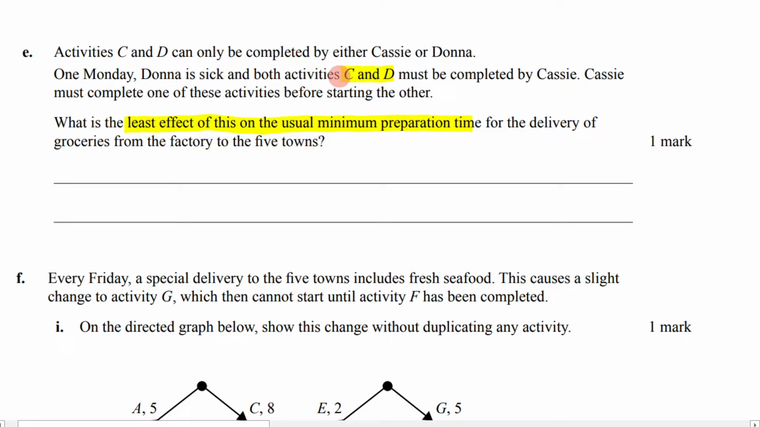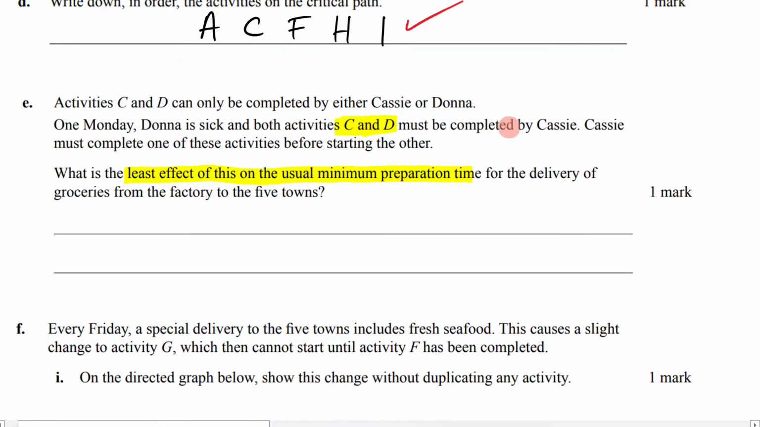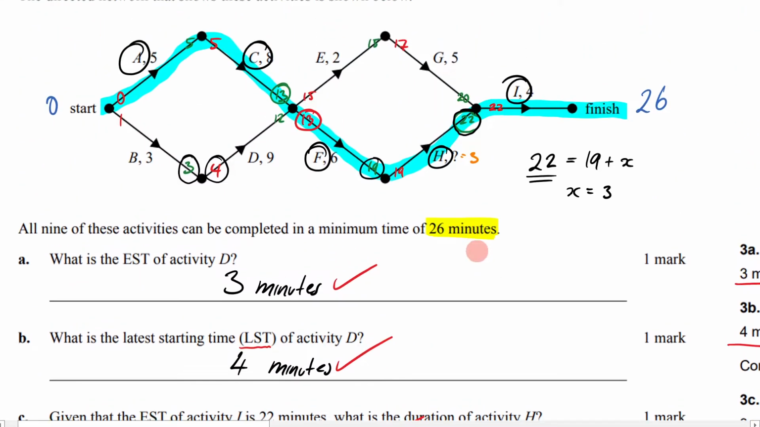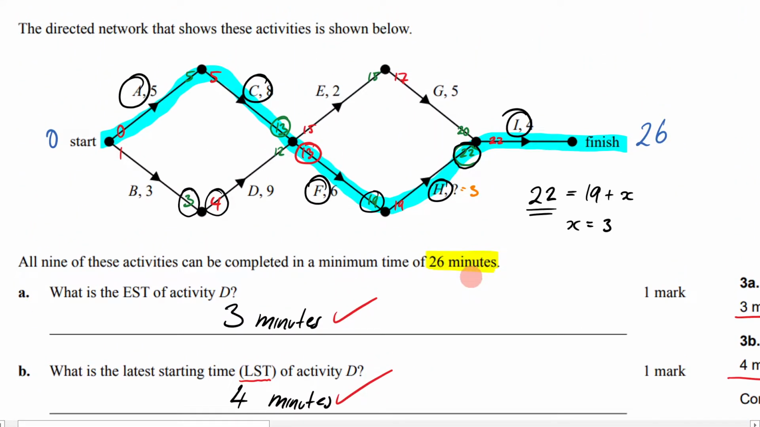So, we're in a position where we have some conditions here, and the condition is that Cassie must complete both C and D. This is simply the way I approach it. There are different ways of approaching these types of questions. The way I like to think about this is, all right, here's C, here's D. These must both be completed by Cassie. Now, we have to figure out which of these she would start first.